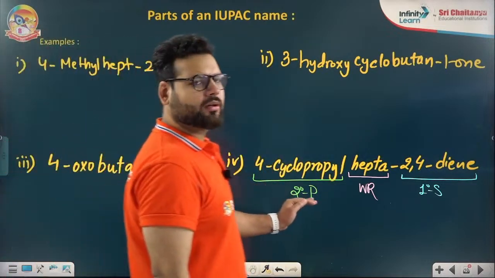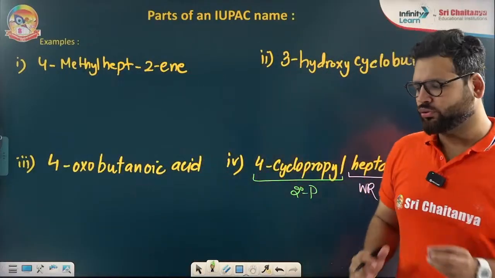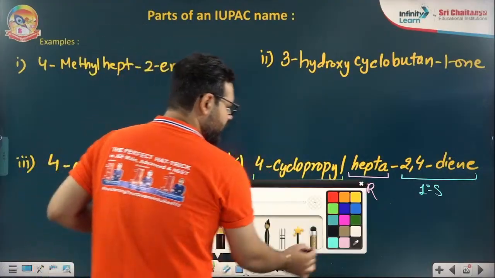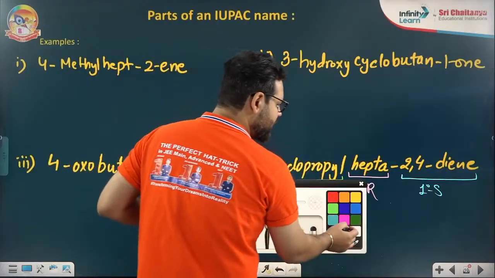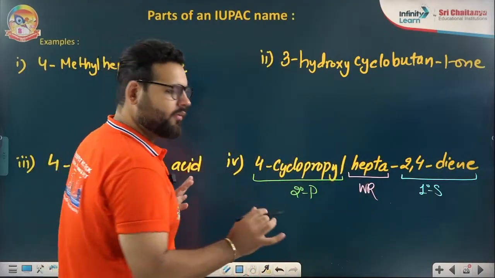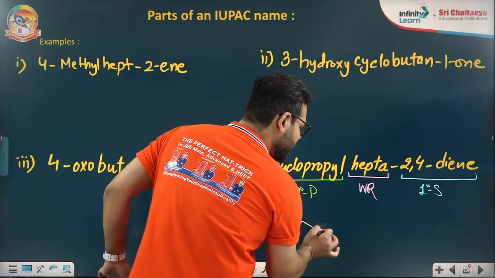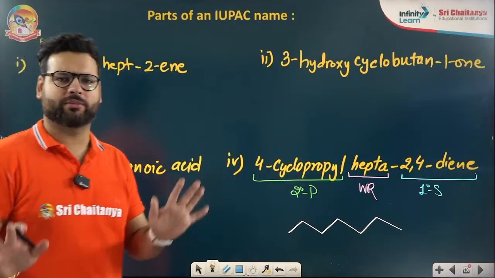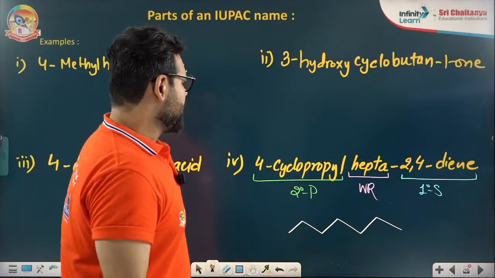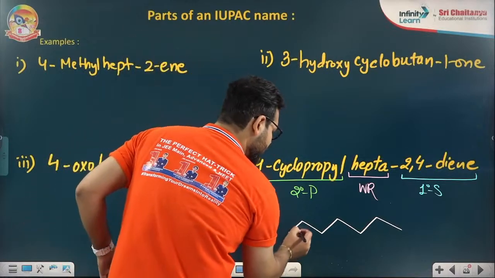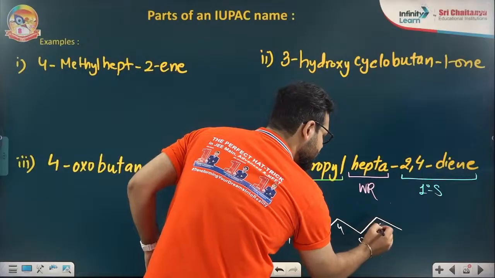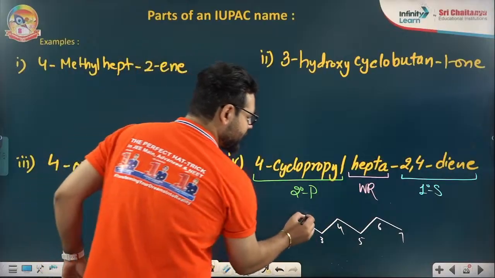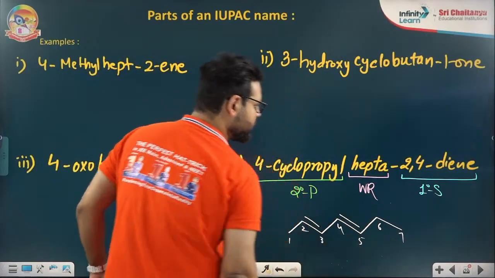So in this compound, now we can draw the compound also. As soon as you look at the name written, you can draw the compound as well. Okay, let's draw the compound. They say word root is hepta. So first I am concerned with my parent chain, 7 carbon. 1, 2, 3, 4, 5, 6, 7. This is the parent chain. Hept, word root. Number it from anywhere you want. Let's number from here. 1, 2, 3, 4, 5, 6, 7. 2,4 diene. On second number there is an alkene. On fourth number there is an alkene.